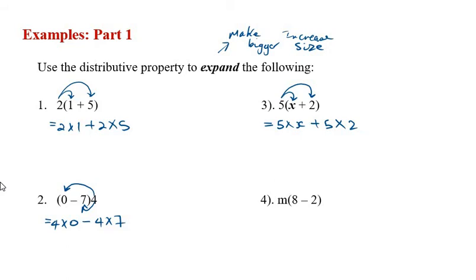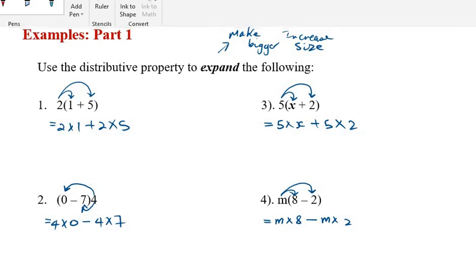Alright, moving on to number 4. Same thing. M to 8 and m to 2. Now, the most logical thing to do right here would be to write m times 8, and nothing is wrong with that. You can definitely write m times 8 minus m times 2. But if it is a case, right, you can also represent this in a different way. You could have also had 8 times m minus 2 times m.